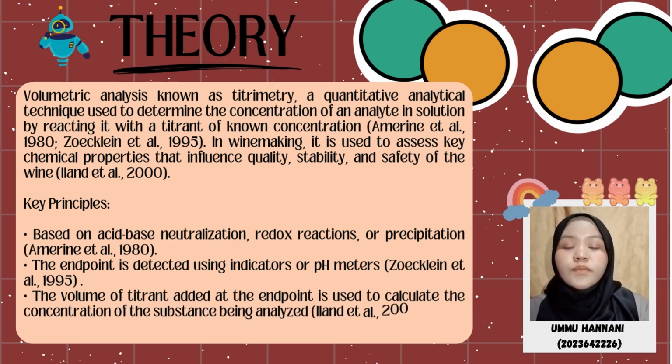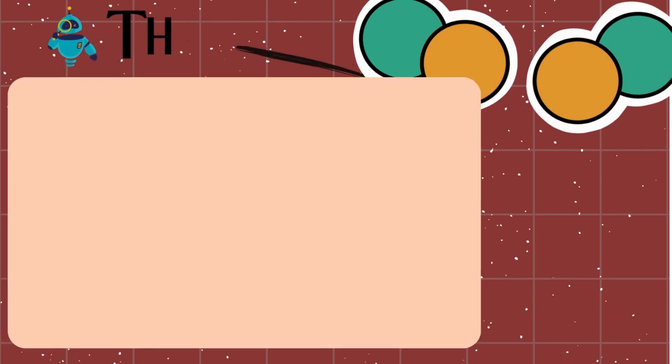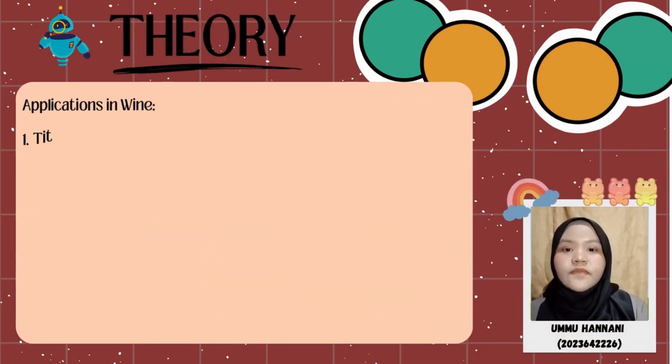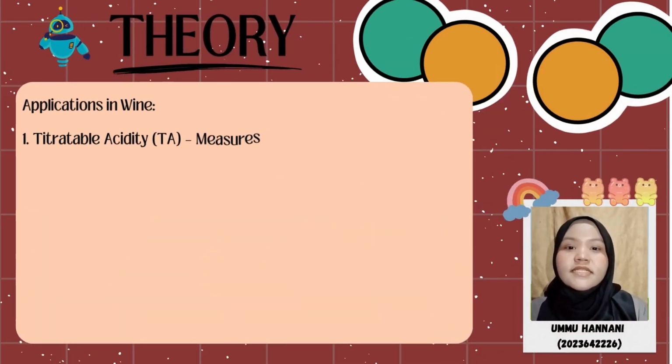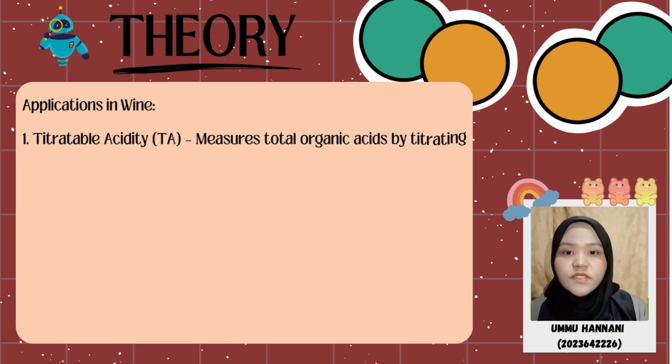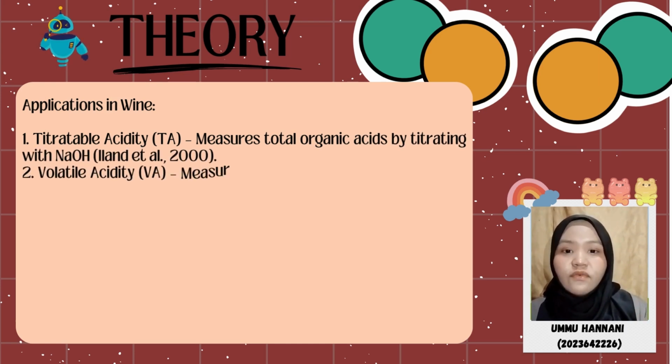This method is super useful in winemaking, especially for three main things. First, titratable acidity. This tells us how much acid is in the wine. It's measured by titrating with sodium hydroxide, and it gives winemakers an idea of the wine's sourness or freshness.